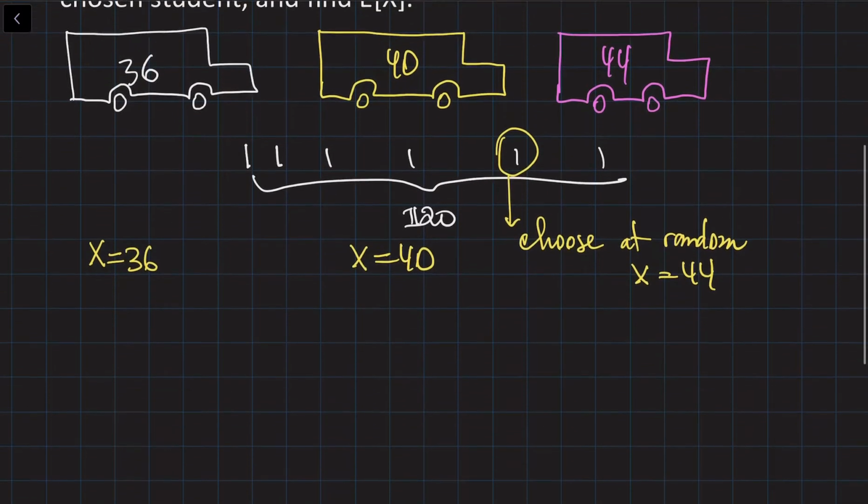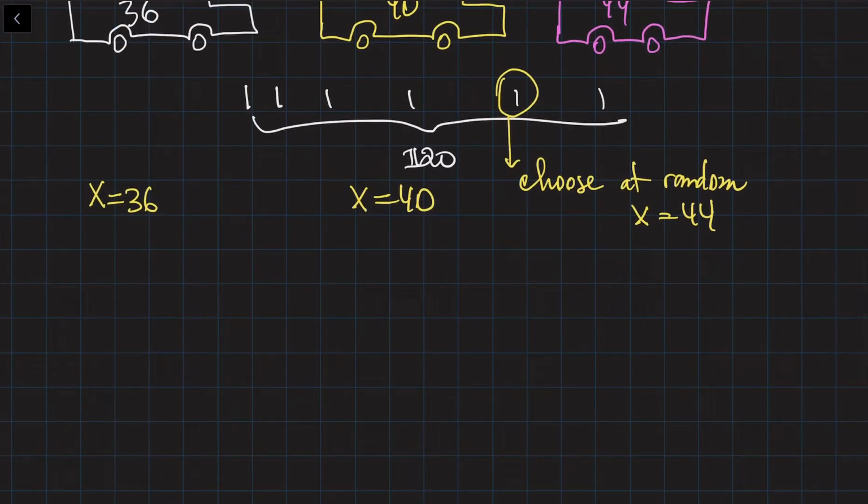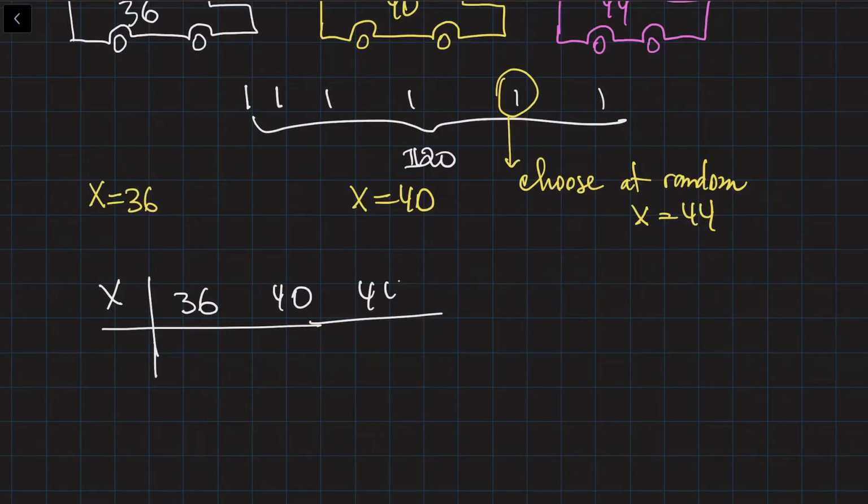In order to do this, we need to find all possible values of X. X is the number of students on the bus where the student is coming from, right? So this might take either the value 36, 40, or 44. And now we need to find the probabilities. So what is the probability that X is going to take the value 36?